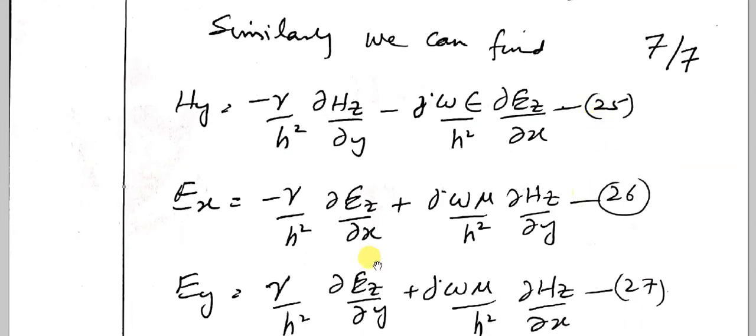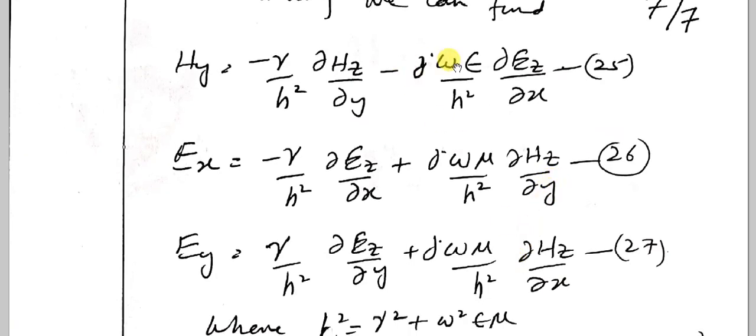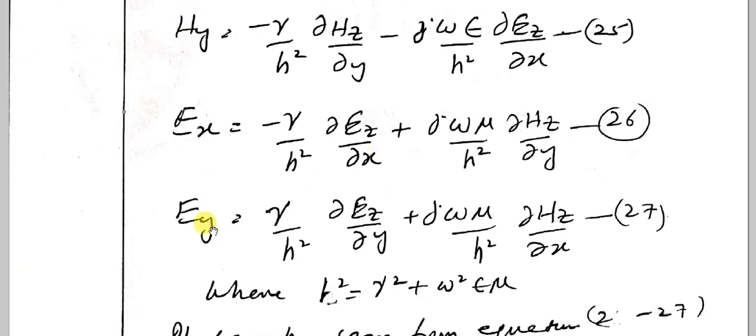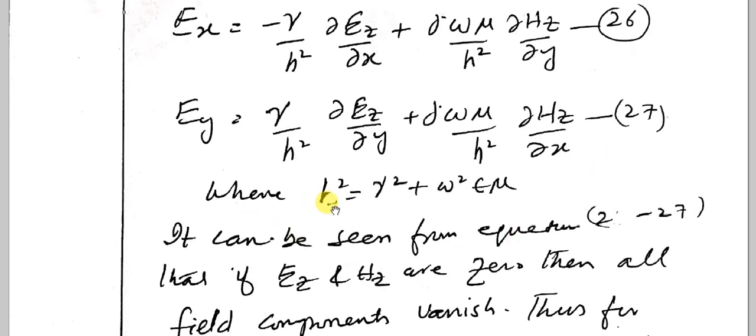For Ex, the rest will be similar, with E replaced with Ez over here, and whichever partial differential we take, the rest will have similar equations. Here in the E case we will have E and here H. In the H case, here H, here E. So these are the things we only replace, the rest will be the same. Similarly, Ey is given by this relation, equation number 27. Where h square, obviously this is h square, let me correct that.